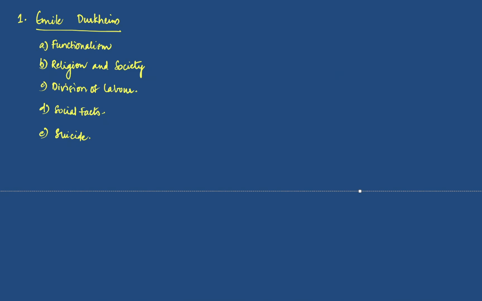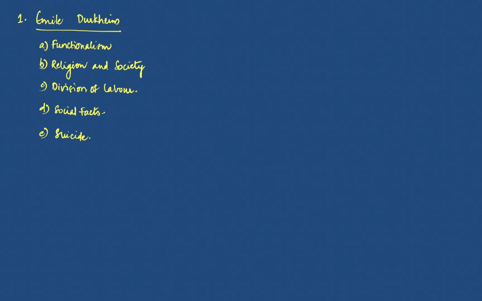So here we will basically start with the thinkers, the sociological thinkers. And the first thinker that we are going to do is Emile Durkheim, right? So we are going to analyze the different theories brought in by Emile Durkheim. As you can see on the screen, this is the basic agenda that we will study. We'll be studying functionalism, religion and society, division of labor, social facts, and suicide. So these are the different concepts we are going to study under Emile Durkheim, right?